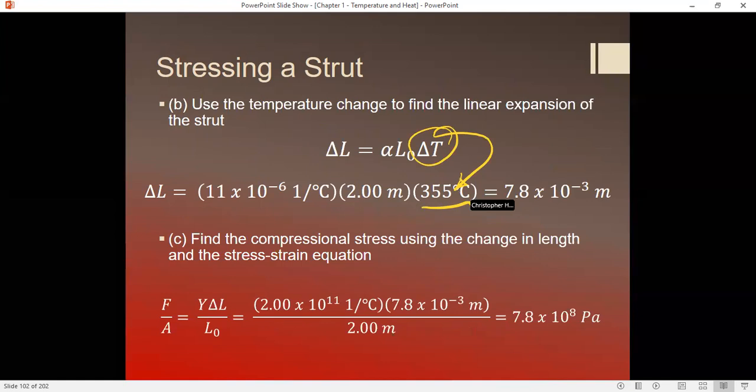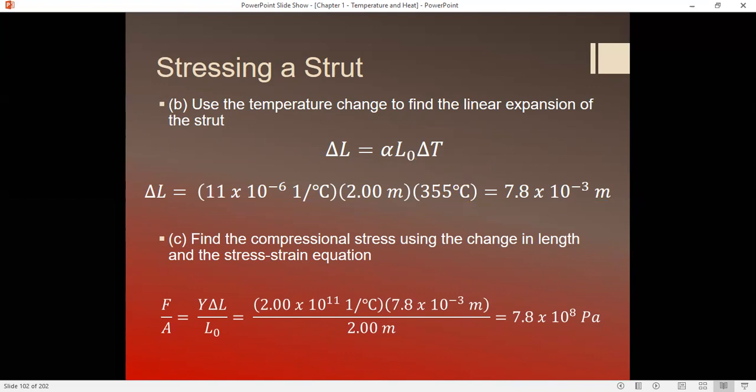Well, here's the linear thermal expansion for steel. Here's the original length. Multiply that by 355. And it changes only about 7.8 millimeters. Okay? Not all that much.